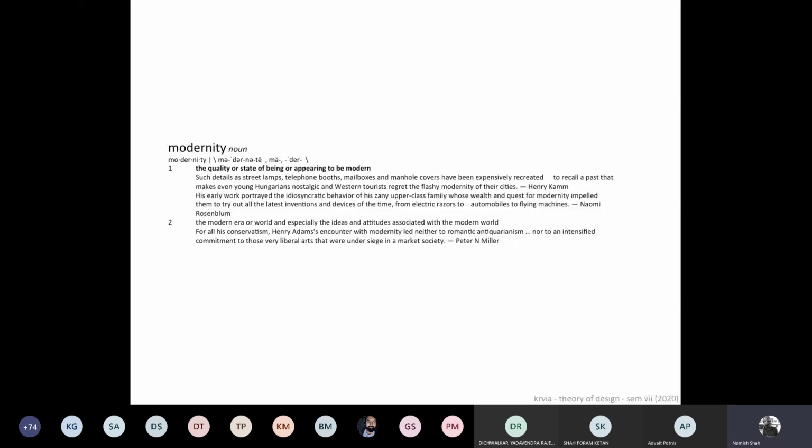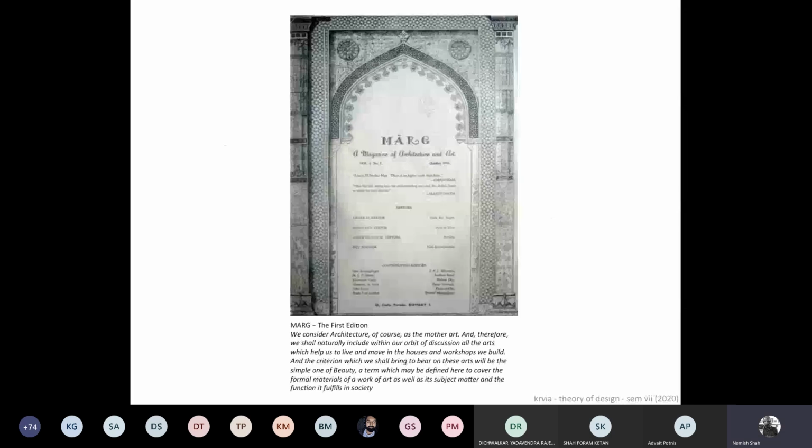And in India, we left it at this point where Marg was started by a few people in Bombay, and the criteria was a simple one of beauty, a term which was defined as the formal materials of a work of art as well as the subject matter and the function it fulfills in society. So the idea was talking about art and architecture in the country at that time.